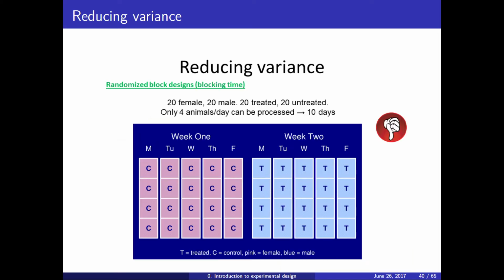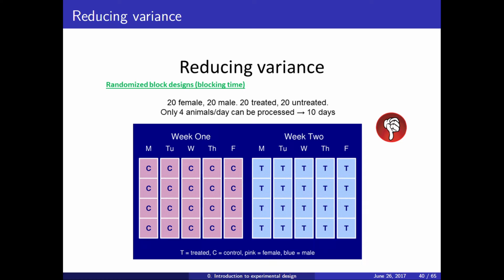Here you have another example of how to reduce variance and how to do randomized block design. So in this experiment we will block time. For instance, let's say that you have to treat 20 female, 20 male, 20 treated animals, 20 untreated animals. And your experiment is such that you can only process 4 animals per day, and so you will need 10 days to do this experiment.